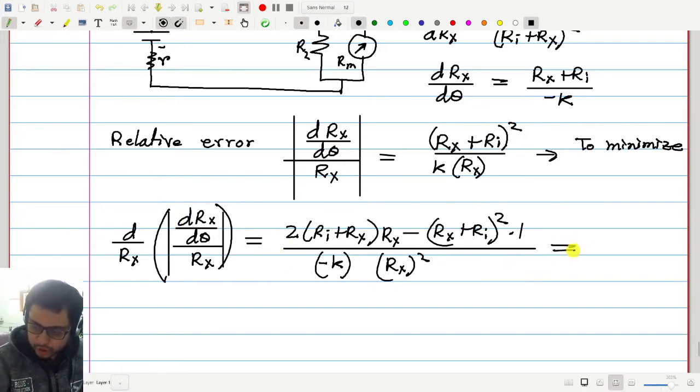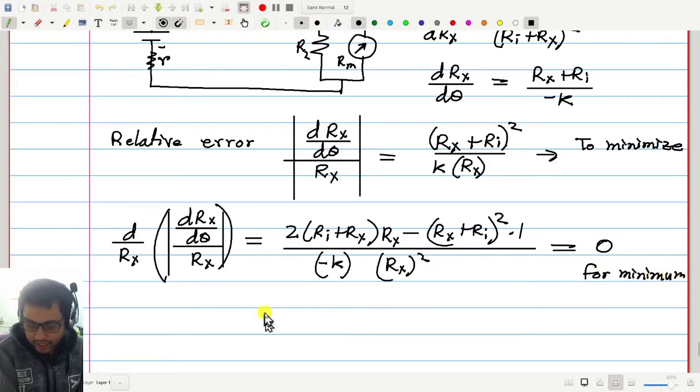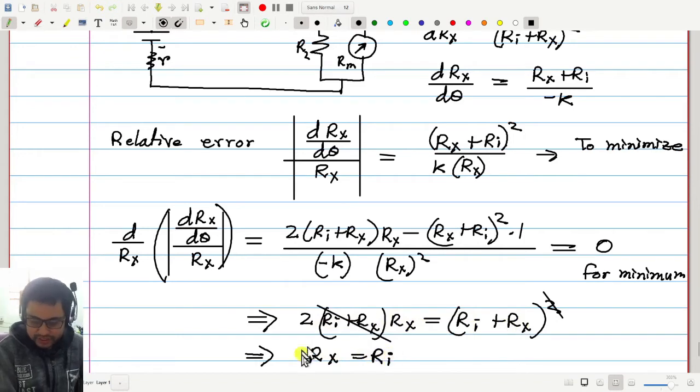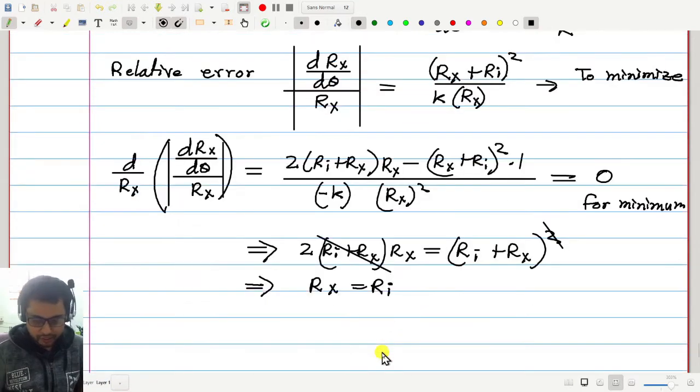Fine, so this should be equal to 0 for minimum, and that implies the numerator should be 0, so 2 Ri plus Rx multiplied with Rx should be equal to Ri plus Rx whole square. Now let me cancel this square with this term, and this implies Rx should be equal to Ri. So this is the value of the unknown resistance for which we will get minimum relative error.